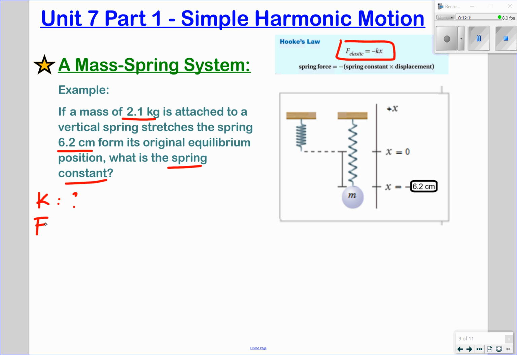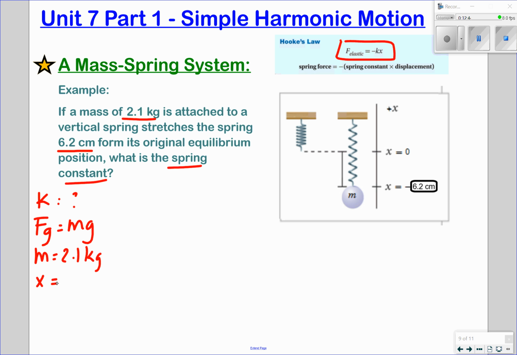We know in this case our force, because our spring is vertical, is actually the force due to gravity, which will be mass times acceleration due to gravity. We know our mass is equal to 2.1 kilograms. We already know g is a constant. We're going to go ahead and stay with that positive value just for the sake of how the negatives are going to work out in this equation. And this time we know our displacement, x, is 6.2 centimeters.